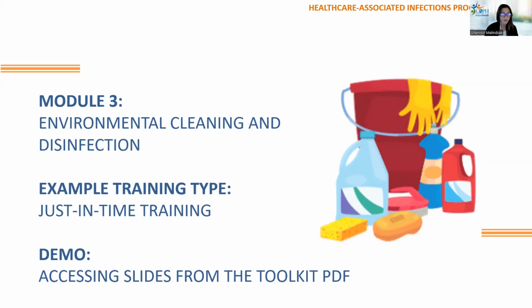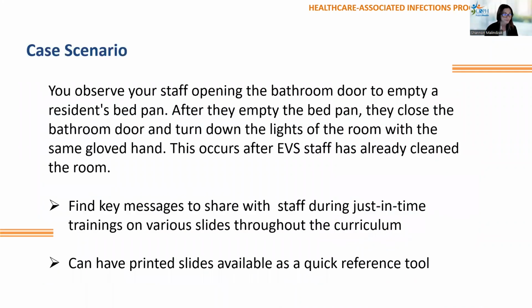We'll use Module 3's material to better understand how you as a trainer can do this. Module 3 discusses the role of environmental cleaning and disinfection in preventing the spread of germs. It also reviews how to read the product labels and required contact time or wet time. Let's walk through a case scenario.